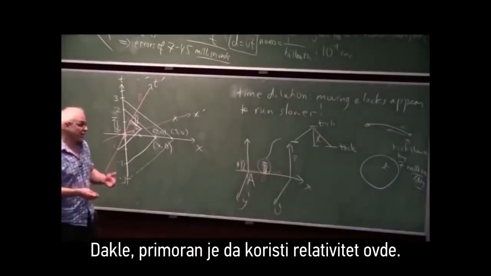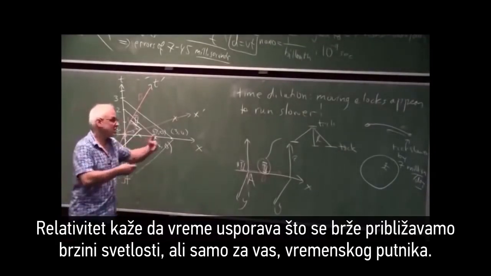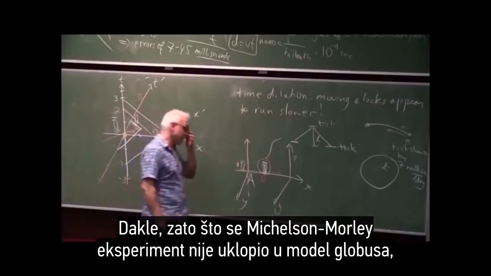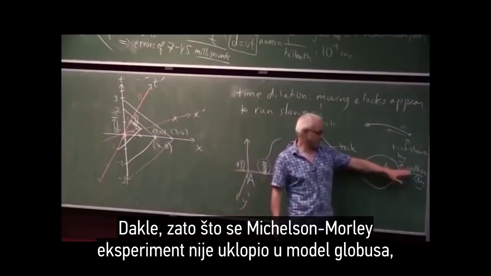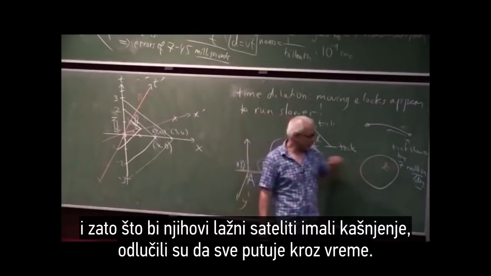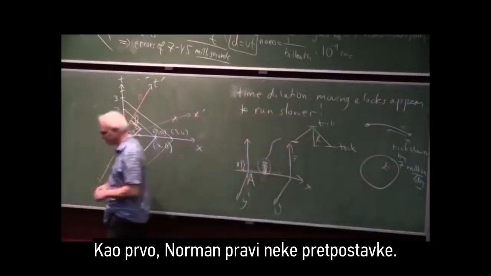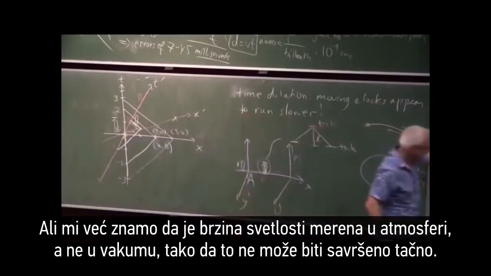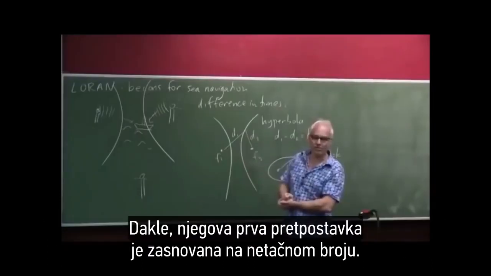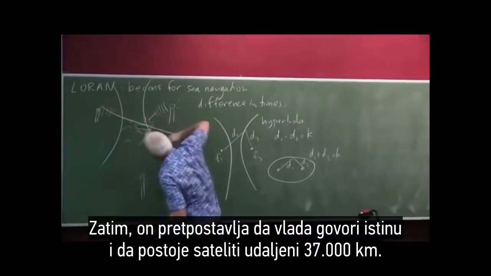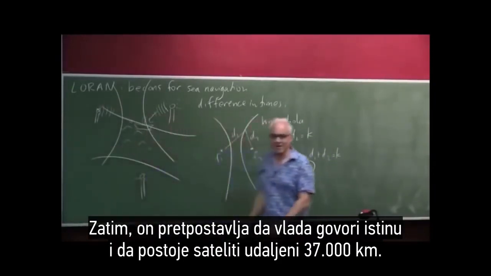So he's forced to use relativity here. Relativity says that time slows down the faster you approach the speed of light, but only for you, the time traveler. So because the Michelson-Morley experiment didn't fit the globe model, and because their fake satellites would have latency, they decided that everything travels through time. First of all, Norman makes some assumptions. First, he assumes that the speed of light is correct. But we already know that light was measured in the atmosphere and not a vacuum, so it can't be perfectly accurate. So his first assumption is based on an incorrect number. Next, he assumes the government is telling the truth and that there are satellites 23,000 miles away.